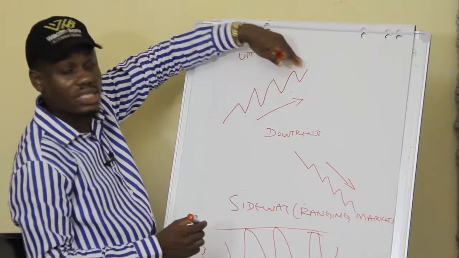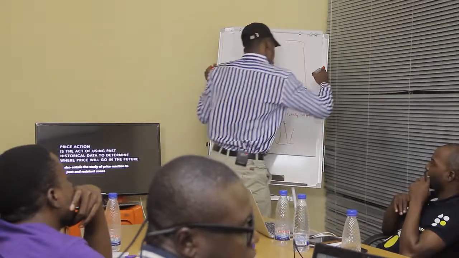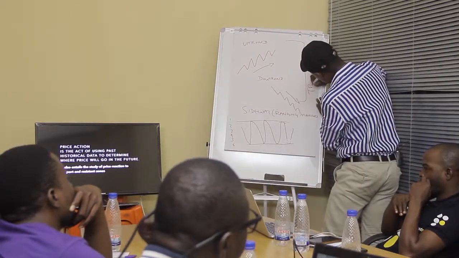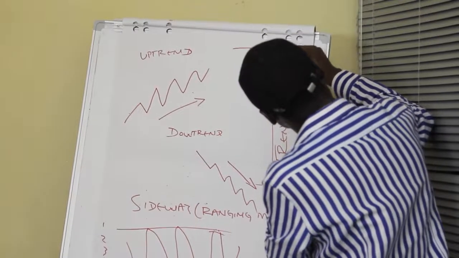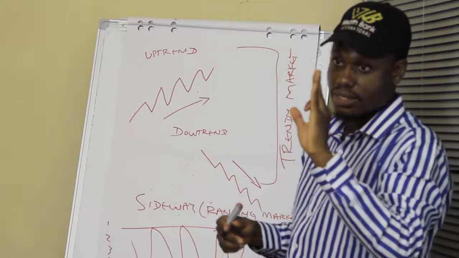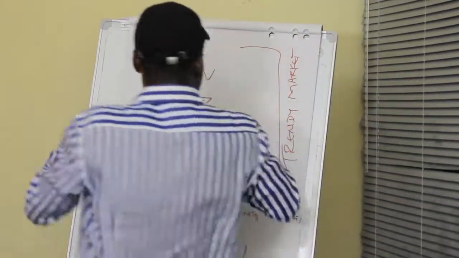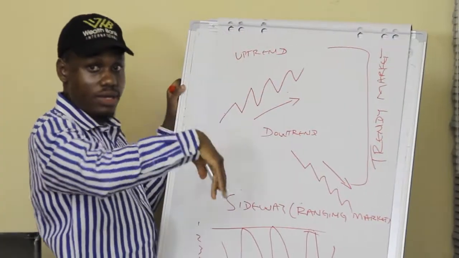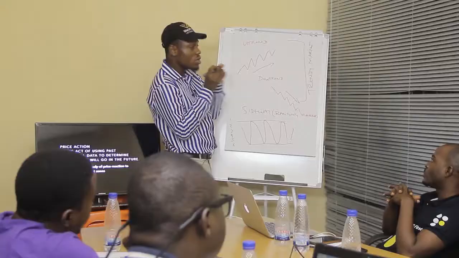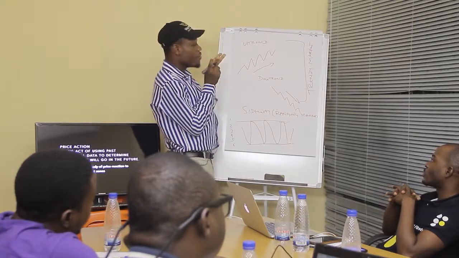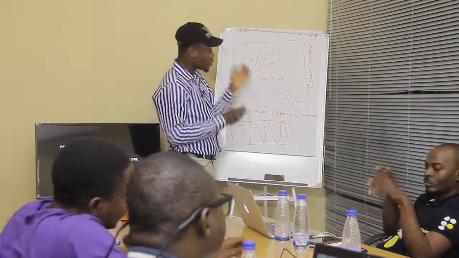If the market is moving like this, we call it a trending market. So these two are called trendy. If you are asking how many types of market we have, we have two kinds of market: the trendy market and the sideways or ranging market. Now, components of the trendy market: a trendy market is made up of two kinds of movement, uptrend or downtrend.